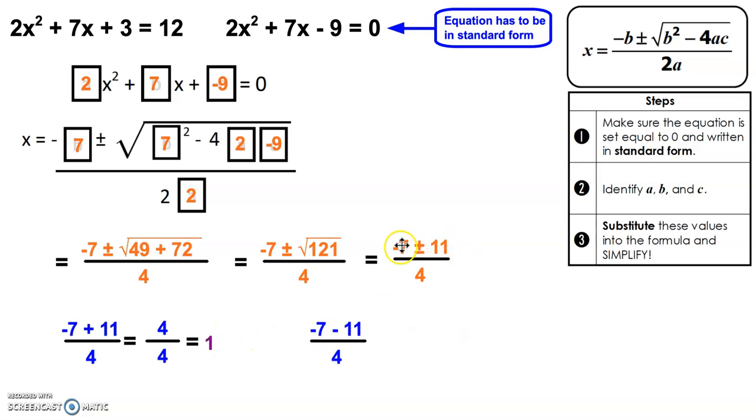My other solution is going to be where I subtract, negative 7 minus 11 over 4, which gives me negative 18 over 4, which simplifies to negative 9 halves. So my two solutions are negative 9 halves and 1.